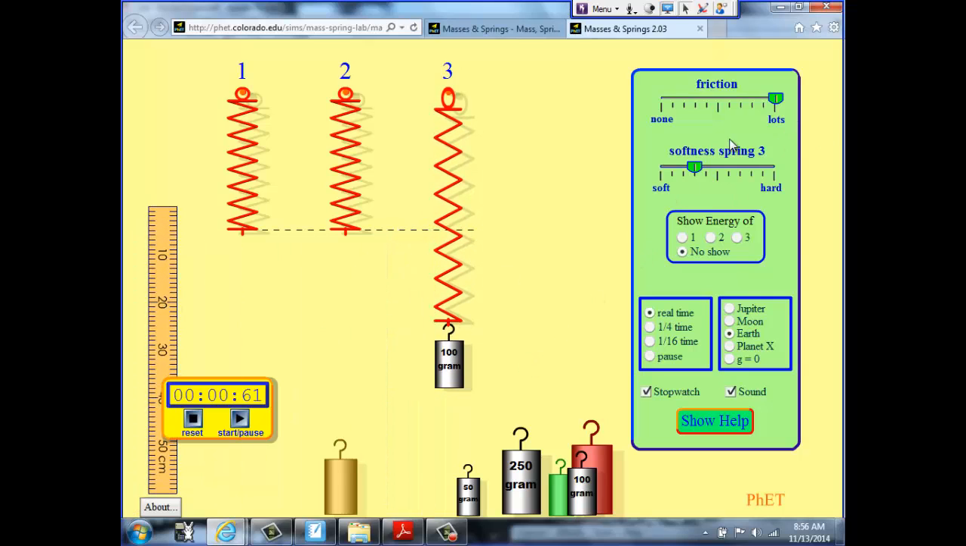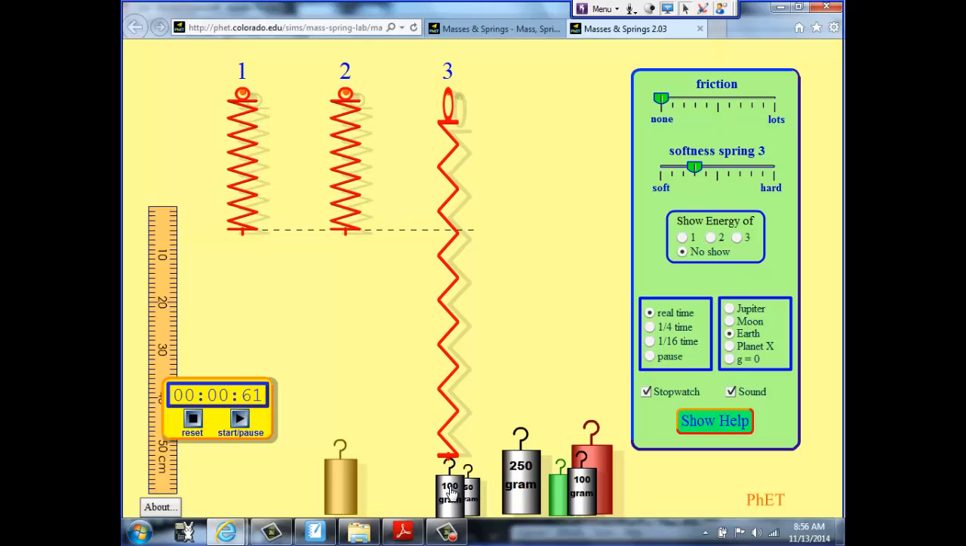We don't really need the ruler anymore. We can put that over there. All right, let's take off the friction, and we'll give this guy a pretty decent up and down.